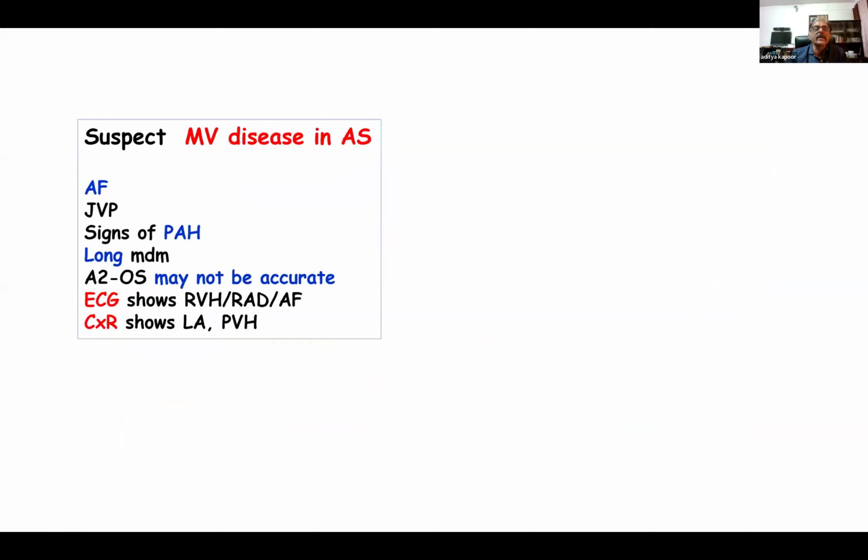Suspect mitral valve disease in AS if the patient has got AF, if the patient has got JVP signs, if the patient has got signs of pulmonary artery hypertension, a long rumble. A2-OS may not be accurate because if you realize, in aortic stenosis the split becomes paradoxical, so A2 moves later. So A2-OS may not be very accurate, so you have to rely sometimes on the ECG. If the ECG shows atrial fibrillation, RVH, right axis, you might suspect mitral valve disease. If the X-ray shows pulmonary venous hypertension or LA enlargement, you'll again suspect mitral valve disease.